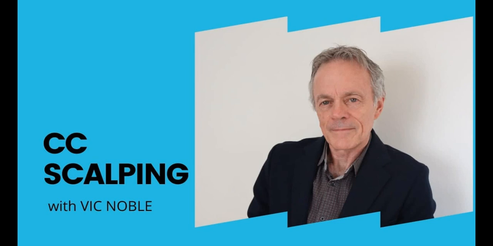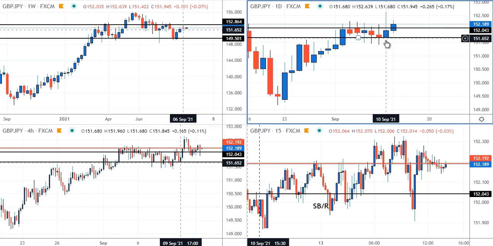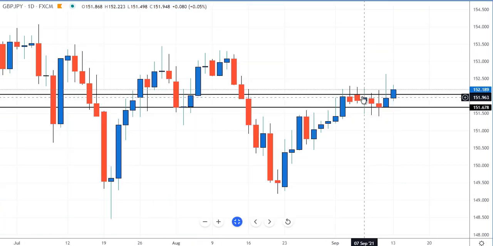And yeah, let's go take a look. Okay, so let's have a look. This is the British pound Japanese yen pair. We'll have a look at what was going on coming into the day.